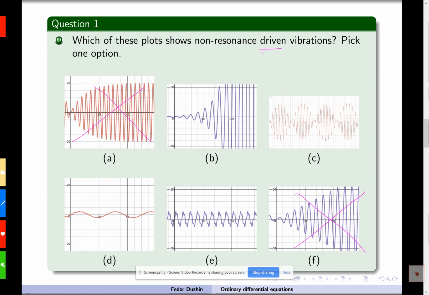Right? So the word driven means that m y double prime plus gamma y prime plus k y is 0 would be free vibrations. Driven means that the right hand side is not 0. Okay, well, it's not B, but the rest seems to be the right choices. So C, E, and D are all non-resonance driven vibrations. So whatever remains.